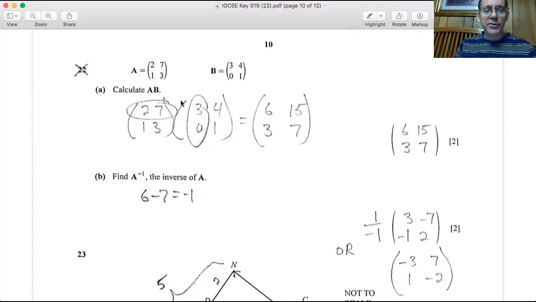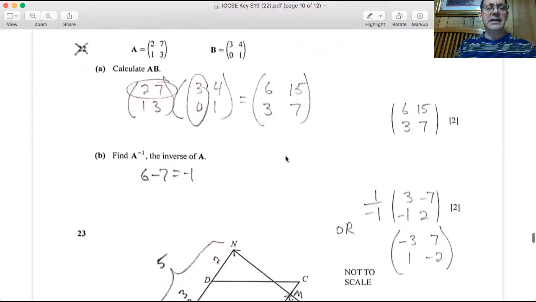When you multiply row by column, 2 times 3 is the 6, and 7 times 0 is 0, so it just comes out to be a 6. When you multiply row 1 times column 2, 2 times 4 is 8, 7 times 1 is 7, 8 and 7 add up to the 15. When you go to the bottom, this row times this column, 1 times 3 is 3, 3 times 0 is 0, so 3 plus 0 is 3. And then the bottom row times the second column, 1 times 4 and 3 times 1, 4 and 3 gives you 7. So you end up with the matrix 6, 15, 3, 7.